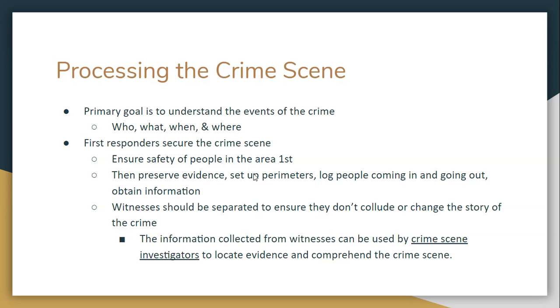So, the process for processing a crime scene: your first responder has to first secure the crime scene. They have to make sure that everybody is safe. They have to set up a perimeter and make sure nobody goes in or out that isn't supposed to be, and that has to be logged. And they need to obtain information from the witnesses. These witnesses need to be separated so they don't collude, which means they don't talk to each other and change their story. The information collected from the witnesses can be used by the crime scene investigators to locate the evidence and understand the crime scene.